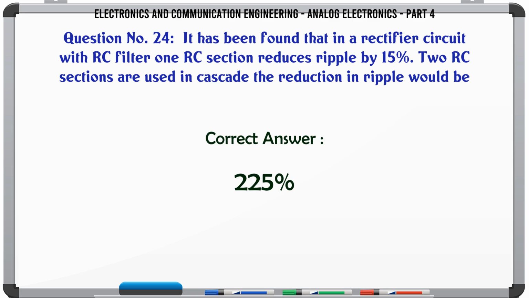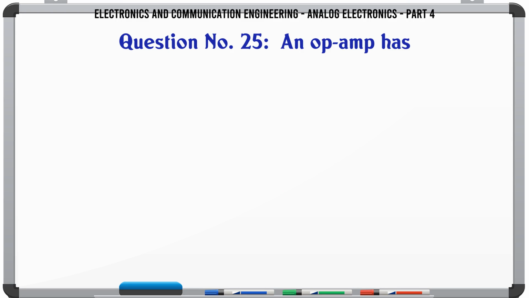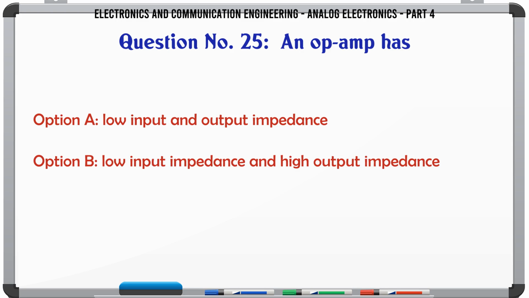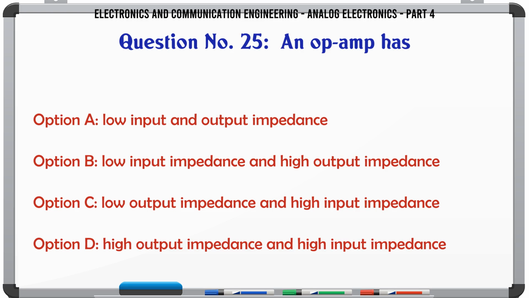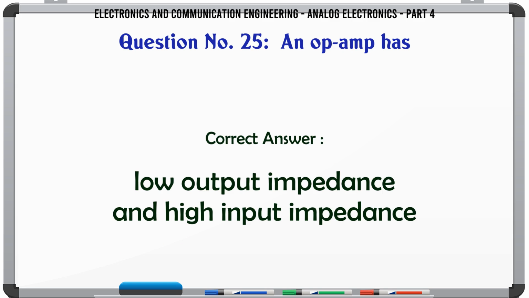225. An op-amp has A) low input and output impedance, B) low input impedance and high output impedance, C) low output impedance and high input impedance, D) high output impedance and high input impedance. The correct answer is low output impedance and high input impedance.